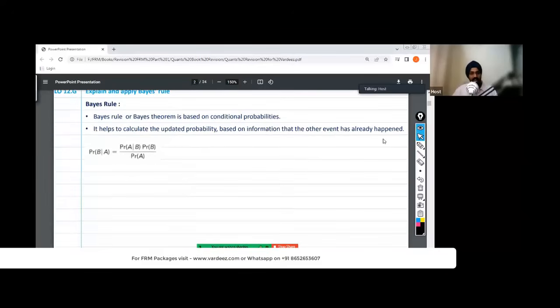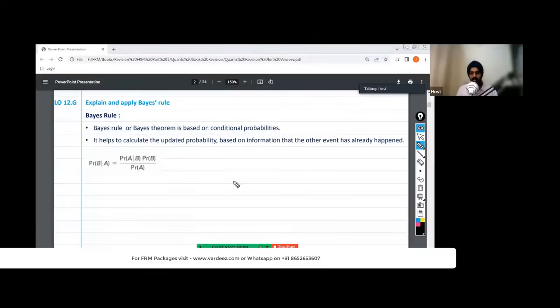Okay, then we have the Bayes rule. We need to understand this thing very well. This is a high probability question on the exam. Now, Bayes rule or Bayes theorem is based on the conditional probabilities concept. The same thought process is used over here as well. What is the usage of the Bayes rule? Well, it helps us to calculate the updated probability. This is very important.